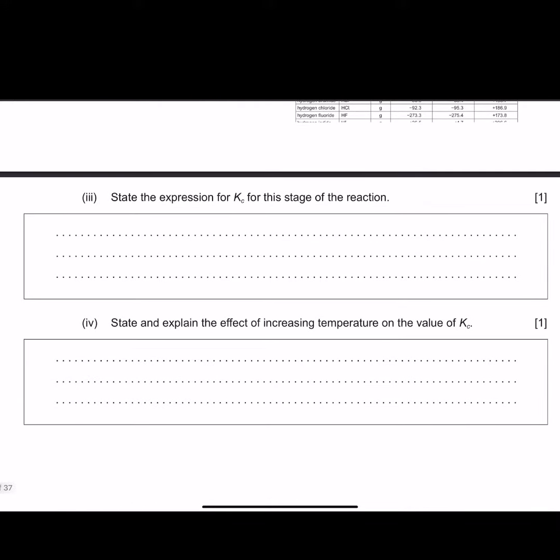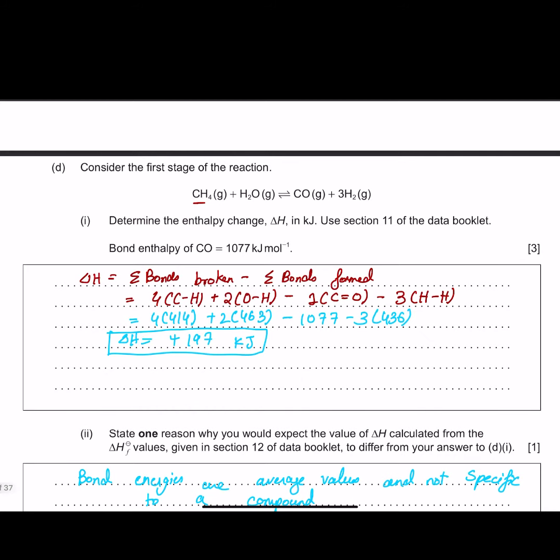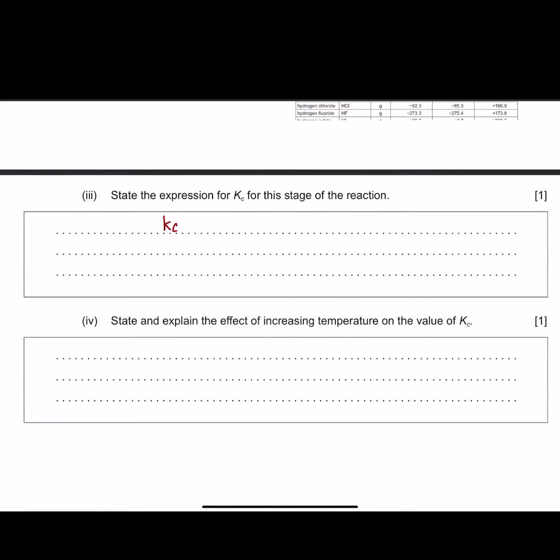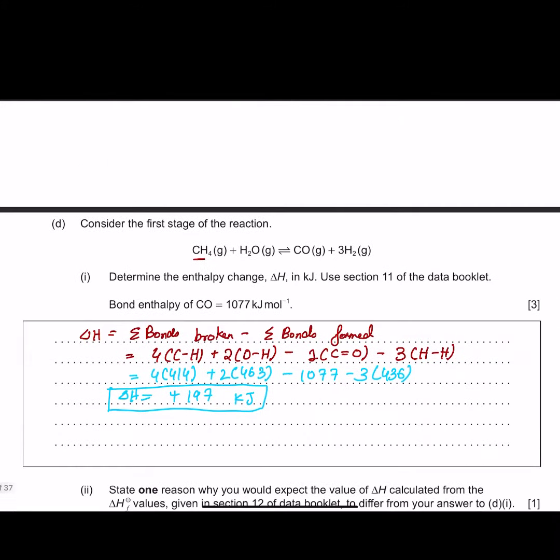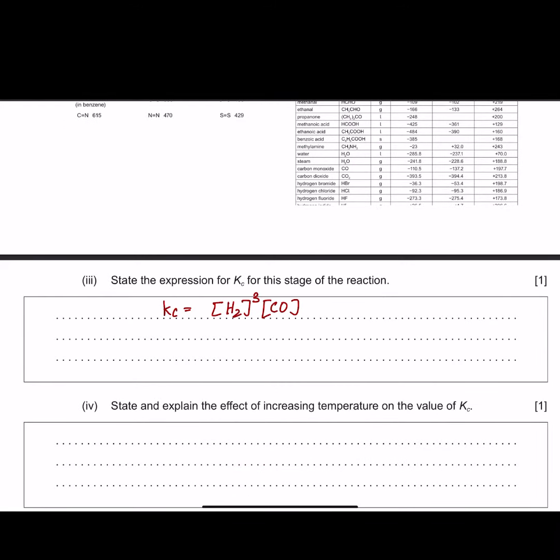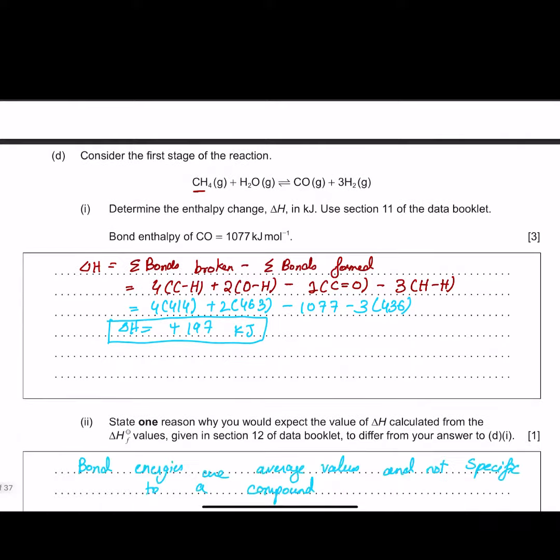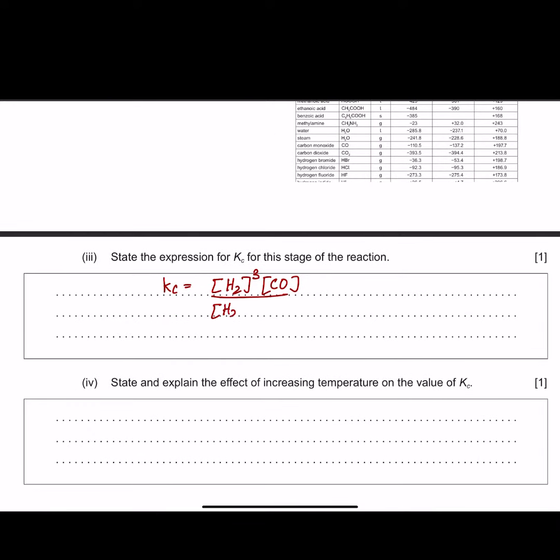Let's move to the next. State the expression of Kc for this stage of the reaction. So we have to write Kc for this equation. This is probably very easy. Firstly, we take the product side, [H2] whole cube times [CO]. We have to divide it by [H2O] and [CH4]. And that's the correct answer to this question.